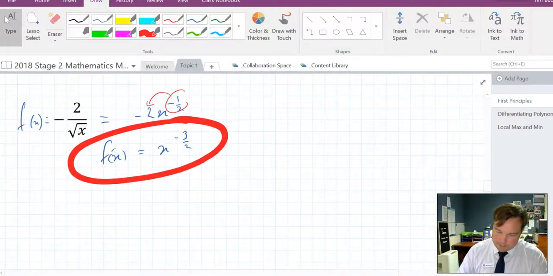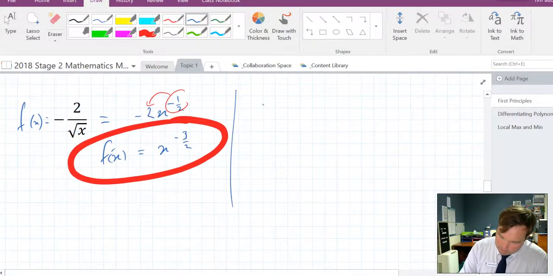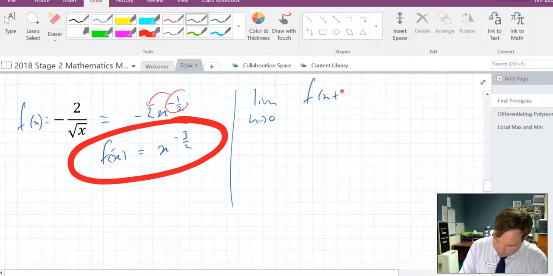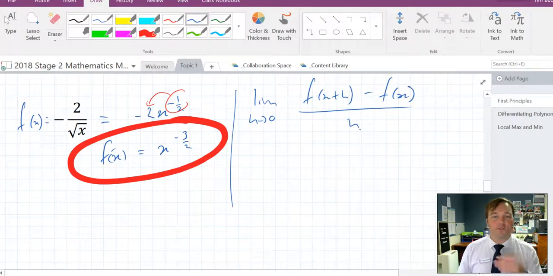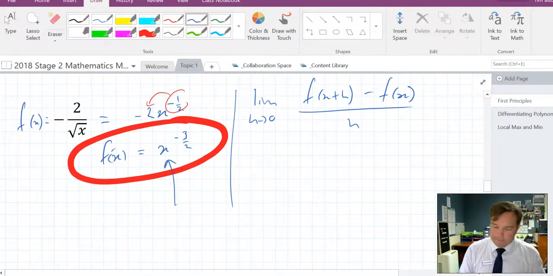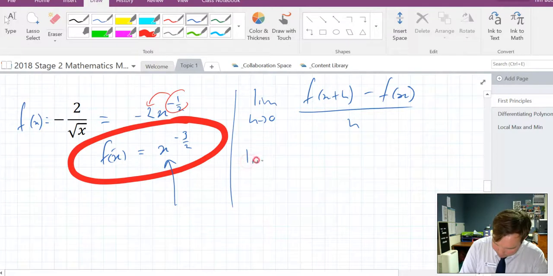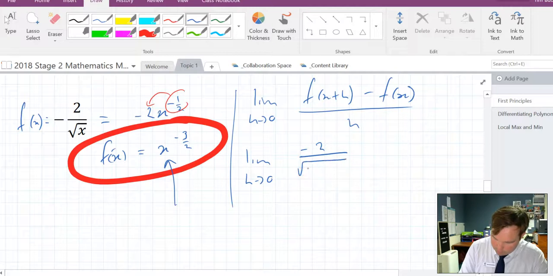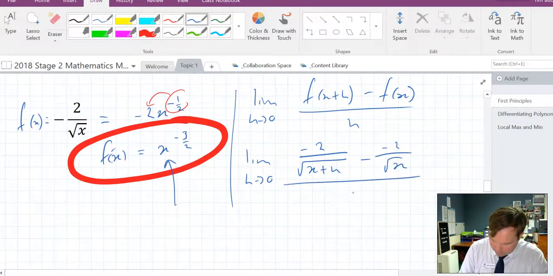Alright, so same start as before. I'll do it out here. Limit as h approaches 0 of f of x plus h take f of x, over h. Now note, if you're going to do it by first principles, you do have to show this working. The examiners expect you to show all the first principles steps, because we all know we can get there easily, but the point is showing how you get there. Alright, limit as h approaches 0, so we have the limit of minus 2 over the square root of x plus h, take minus 2 over the square root of x, all over h.